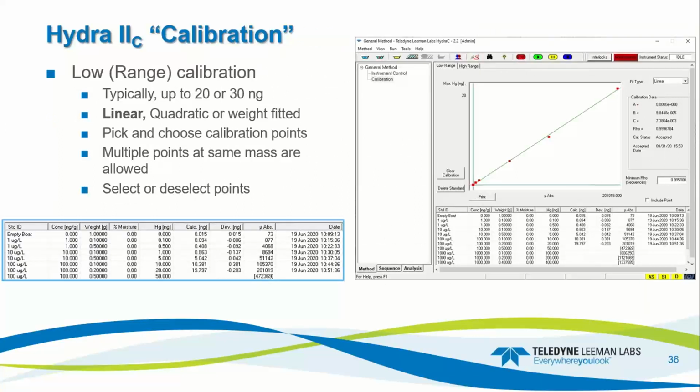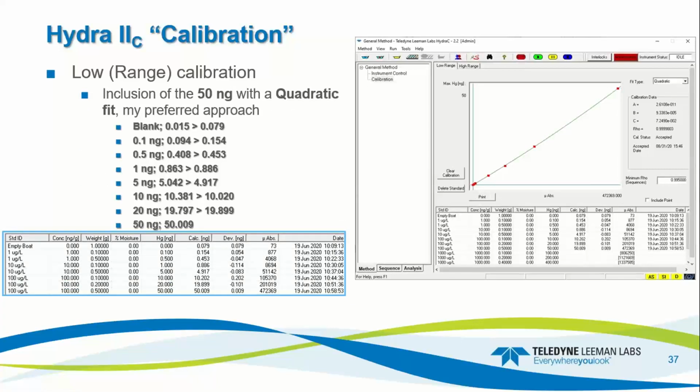Low range calibration is typically up to 20 or 30 nanograms. You can run linear, quadratic, or weight fitted. You can pick and choose the calibration points. You can have multiple points at the same mass. The system is very forgiving with this. But what I like to do is include the 50 nanogram and then run quadratic. In some cases it might dial in the numbers a little bit better.